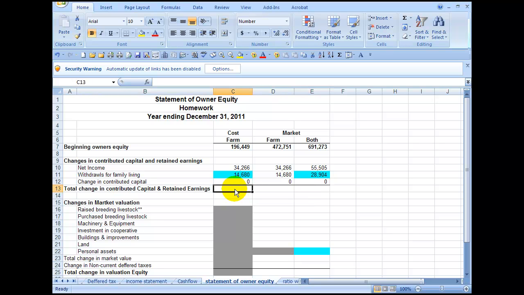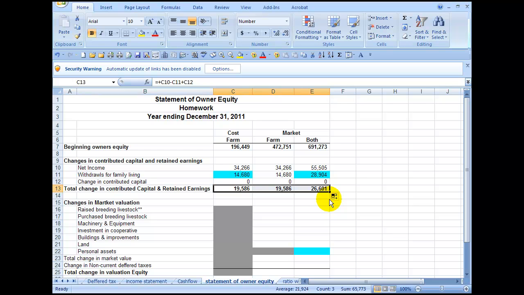So now our total change in contributed capital and retained earnings is going to be our net income, that increases our net retained earnings, minus what we withdraw, and then plus anything we contribute. And this change in contributed capital could actually be a negative number, so it could cause it to decrease. So we just add it, and so if it's positive, it's going to increase it. If it's negative, it'll decrease it. Just copy that formula over.